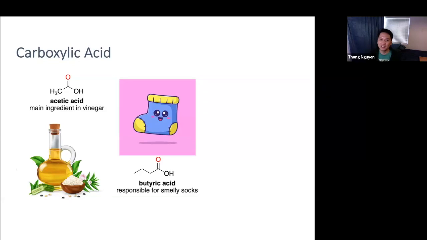This one is called butyric acid, and it's responsible for smelly socks. If you have smelly socks, you have a lot of butyric acid, and basically body odor smells like it's rancid. That's butyric acid.